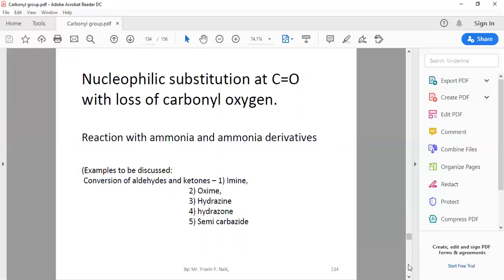The next type of reaction here is nucleophilic substitution at carbonyl group with loss of carbonyl oxygen. Also, in the syllabus it is mentioned as reaction with ammonia and ammonia derivatives. So conversion of aldehydes and ketones to different products like imine, oxime, hydrazine, hydrazone and semicarbazide.